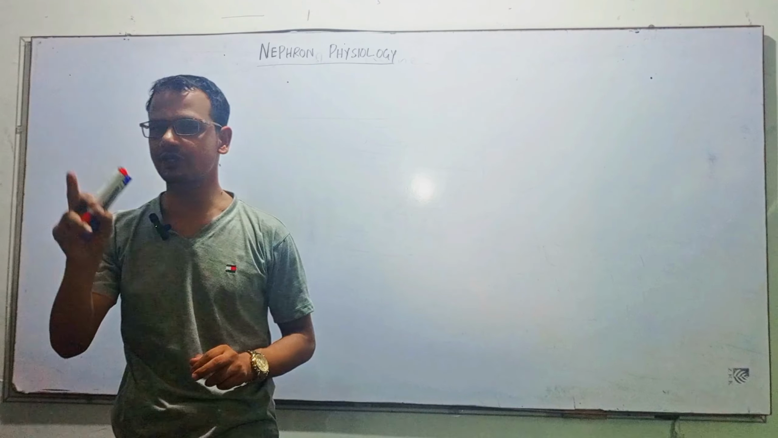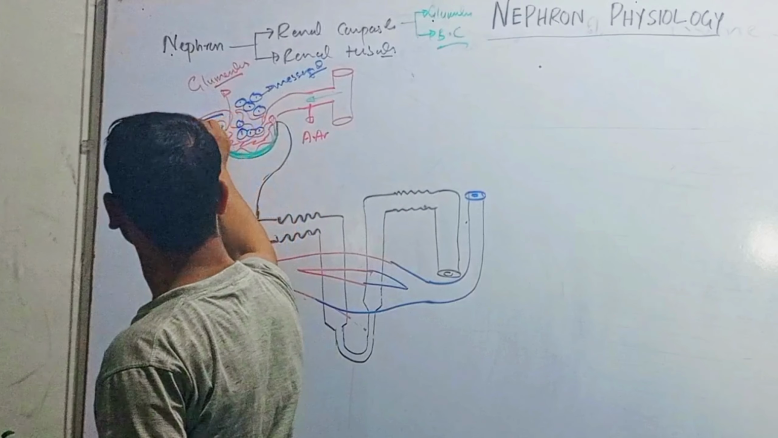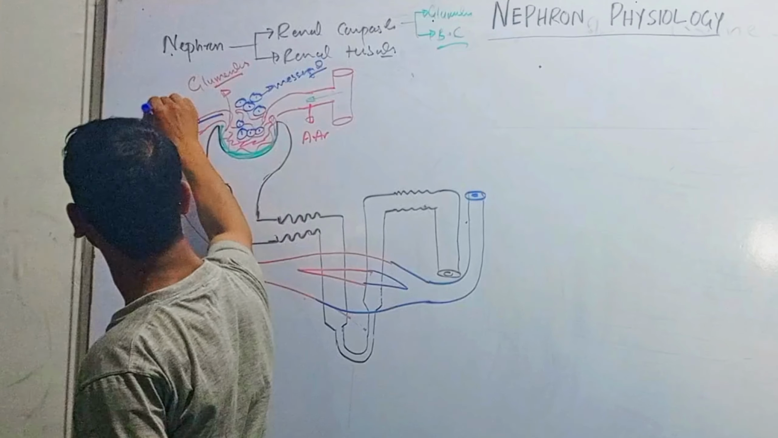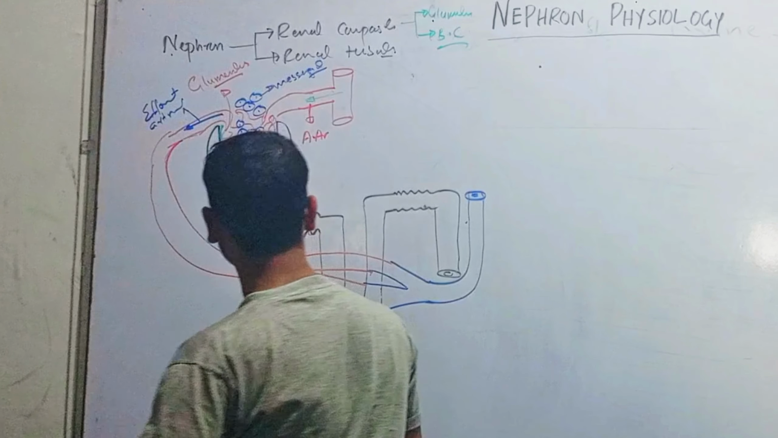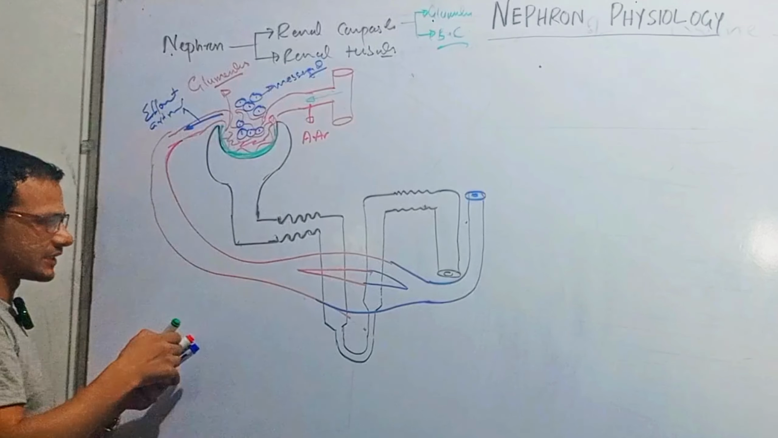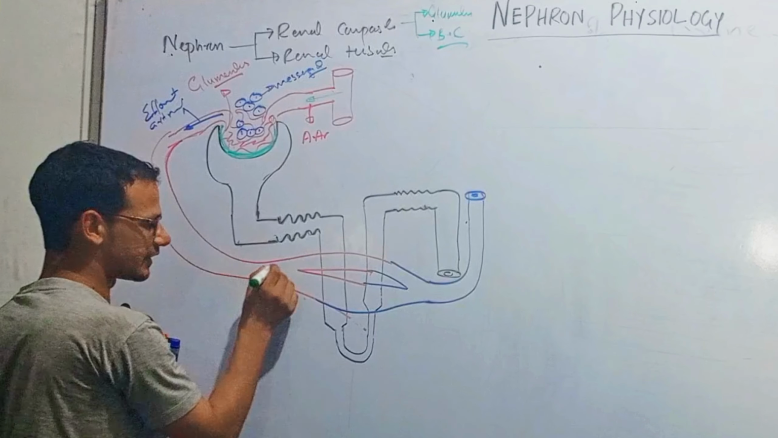This tuft-like structure is called the glomerulus, and these blue cells are called mesangial cells. These mesangial cells are very important because they squeeze the glomerulus for full filtration. They also form some connective tissue for support, right? And this arteriole is called the efferent arteriole, and further this efferent arteriole is divided into this green structure.